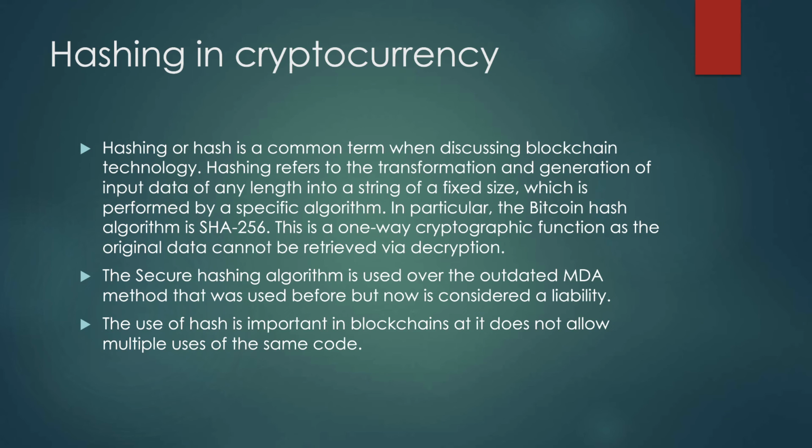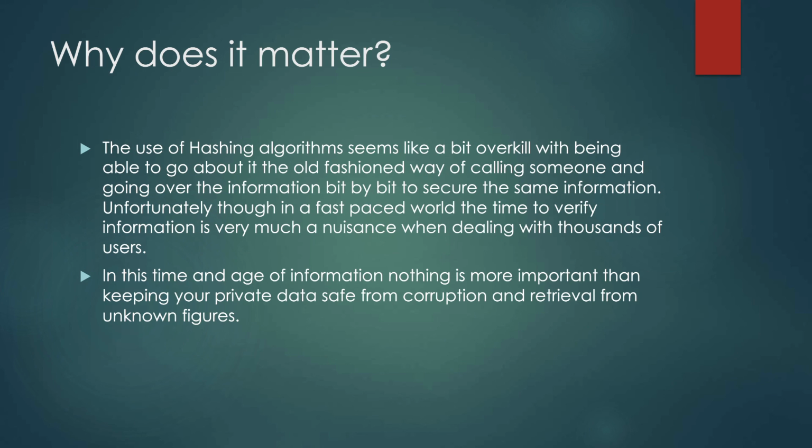The use of hash is important in blockchains as it does not allow multiple uses of the same code. And when it comes to blockchains and bitcoins and all that, the most important thing is not the use of duplicate data, because Bitcoin itself is a singular piece of code, and there's only a certain amount of code that is lent out to the world, and there's only a certain amount of numbers that the blockchain can help.